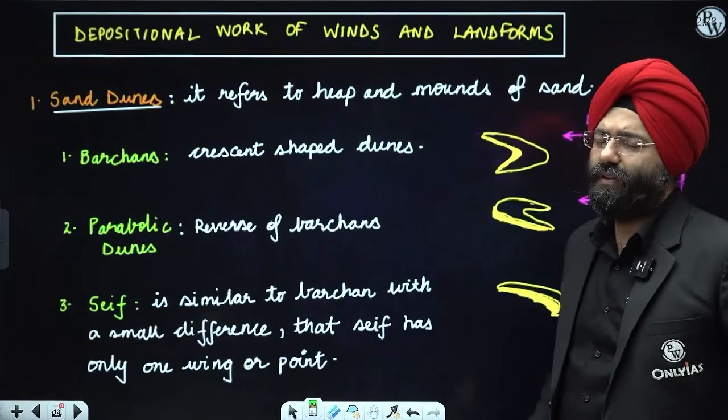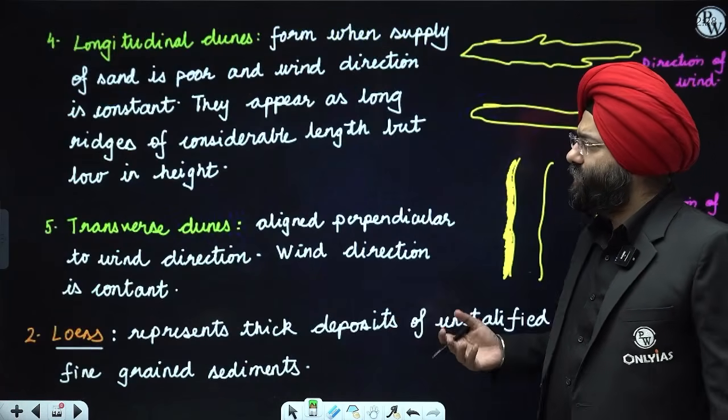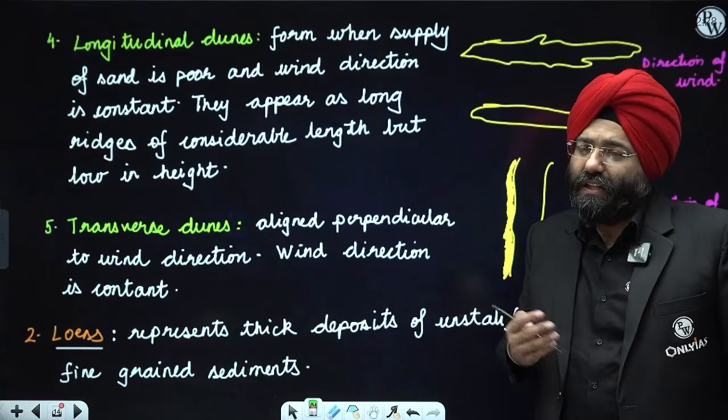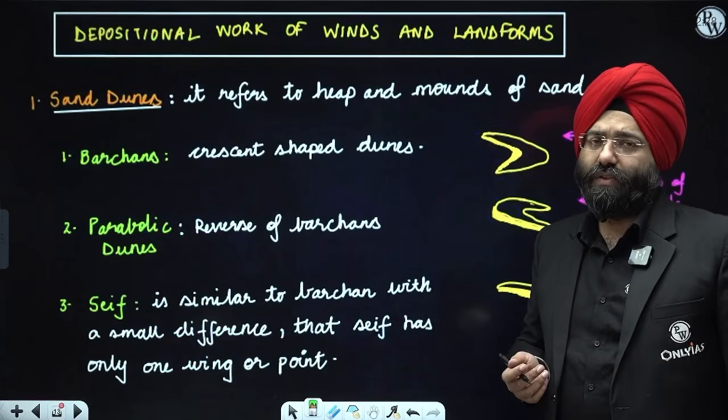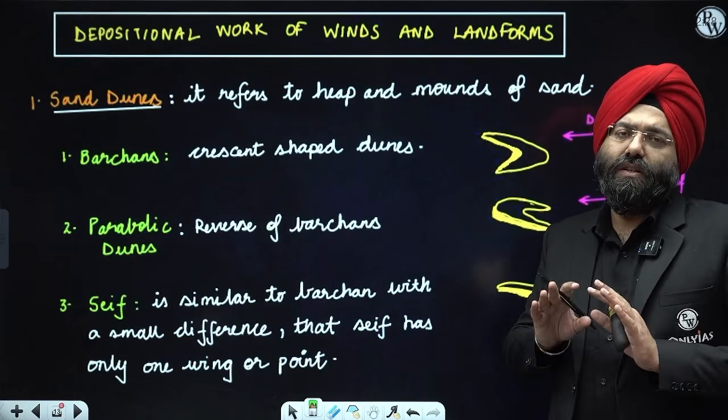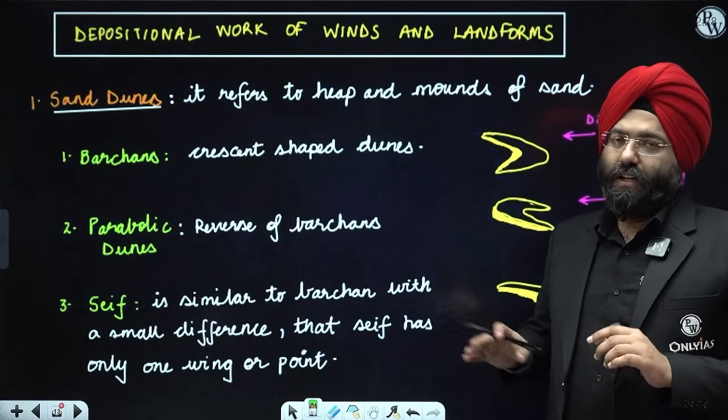Now, depositional aspects basically involve the sand dunes and the loess. These are the two major things. But within the sand dunes also, you have various types of sand dunes. Now, these questions have been asked in the prelims also. And in previous examinations, repeatedly these questions are asked. Particularly what the shape is.